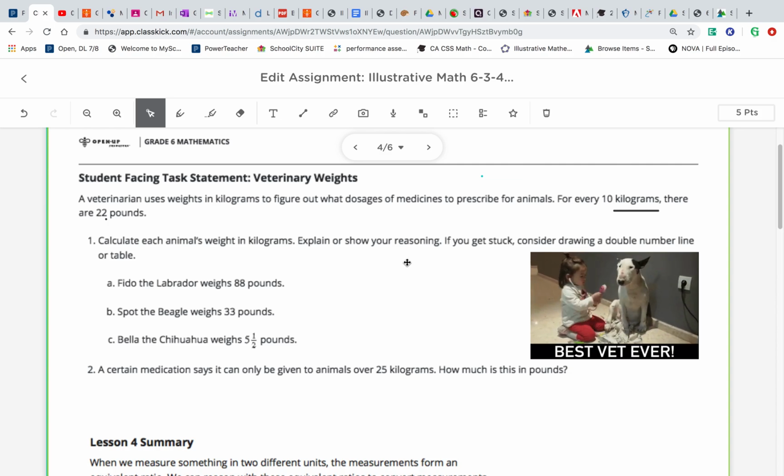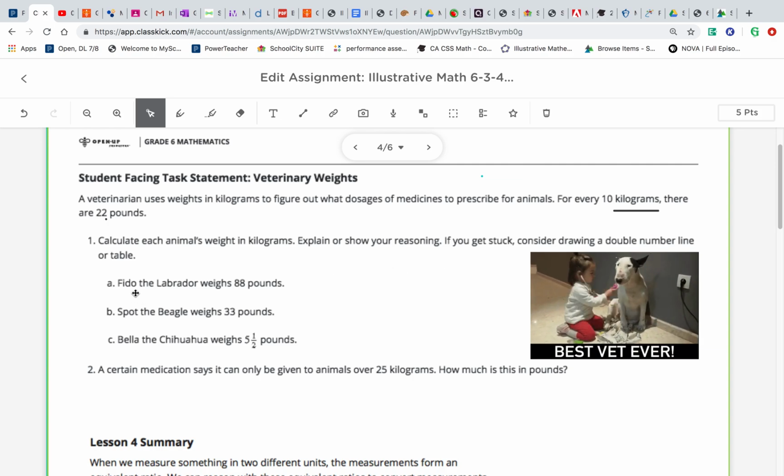You can do that, and I will show you what a completed table looks like in a little bit. But I want to share my strategies for doing this to let you see how you can think about this in more than one way. So let's go through each one. Number one, calculate each animal's weight in kilograms, and then explain or show your reasoning. We're going to show our reasoning using some arrows.